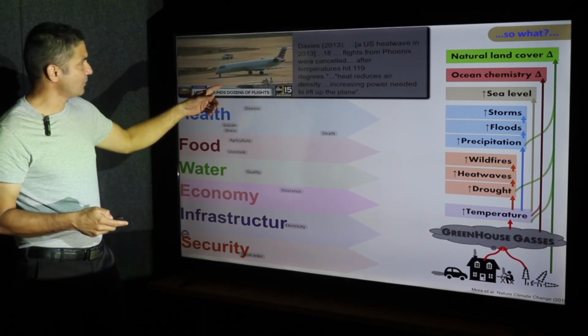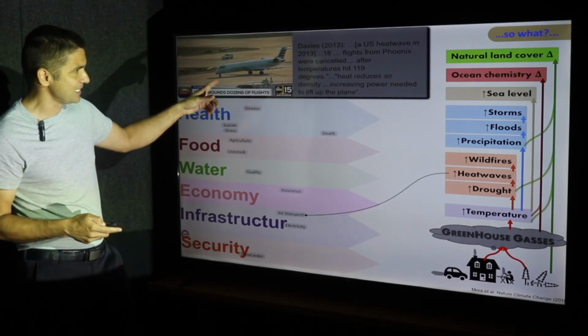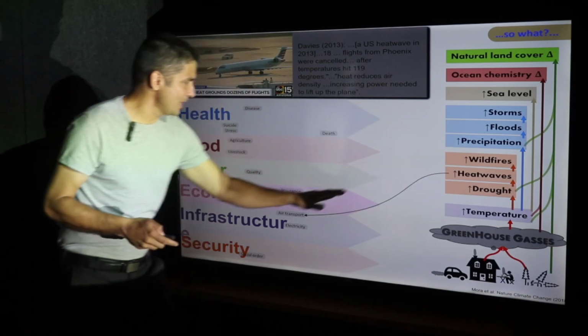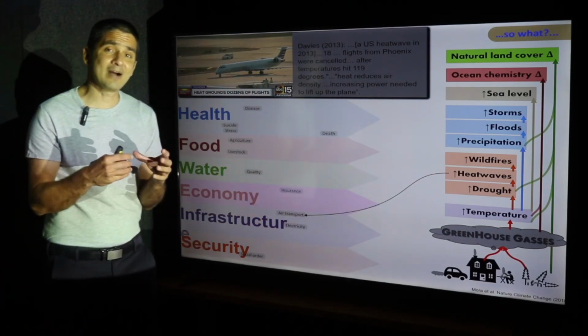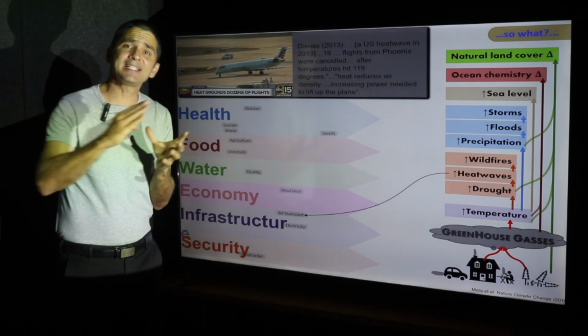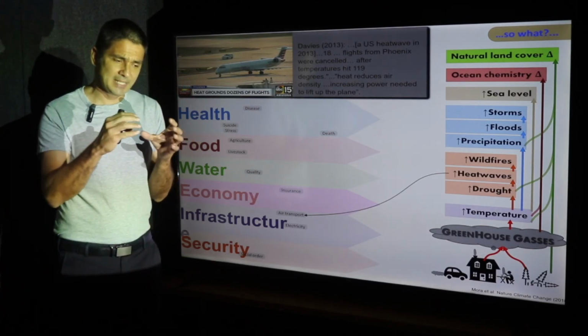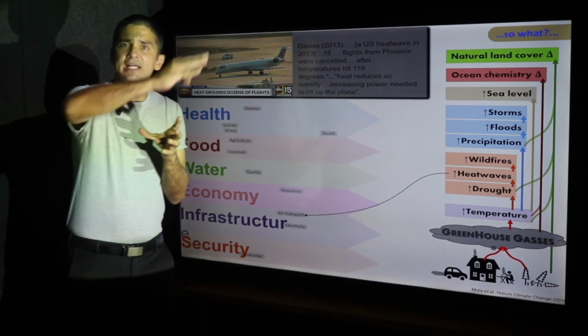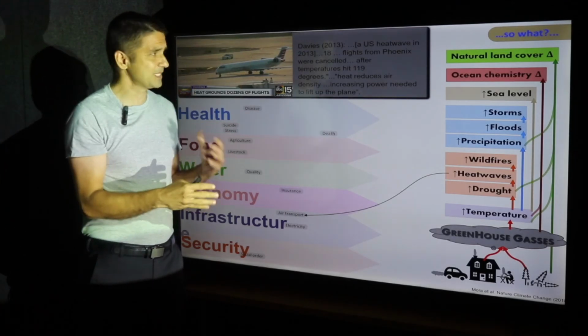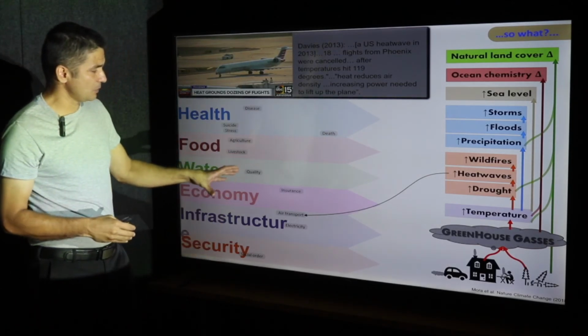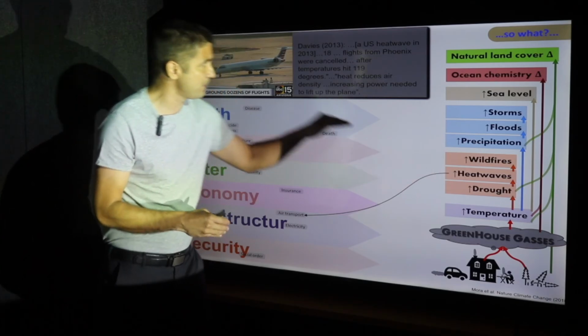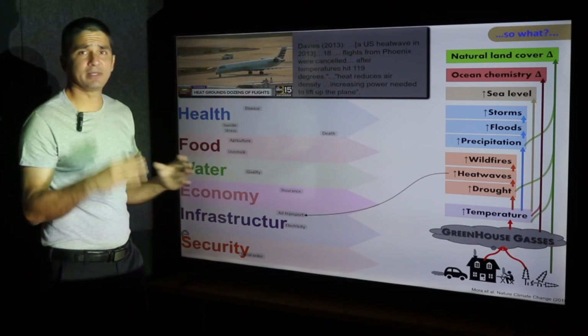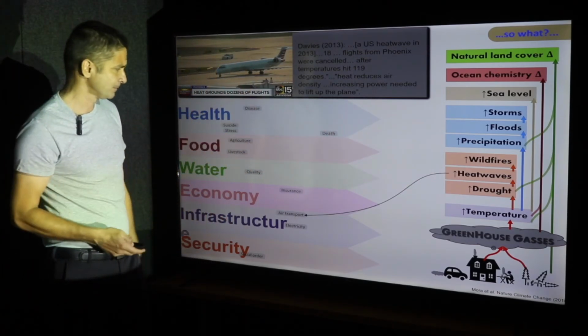This one is also another one that I found very interesting. This is heat waves influencing the capacity for us to move around. During heat waves, planes cannot fly. The reason being the air becomes less dense, so the planes cannot support themselves in the air. So there are times when the heat waves get to be too strong that planes are told to stay on the ground because they simply cannot take off.